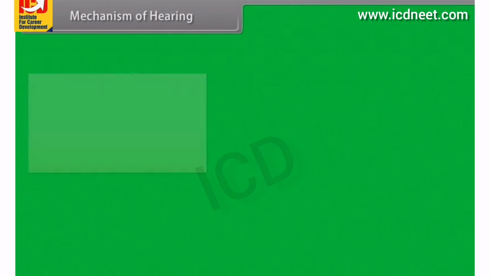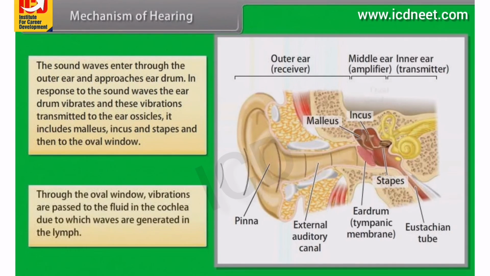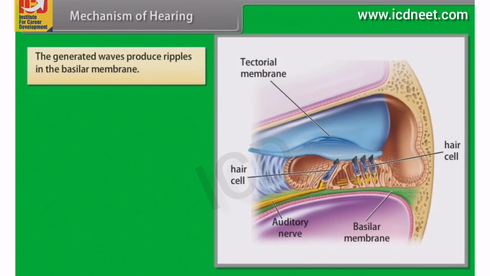Mechanism of hearing. The sound waves enter through the outer ear and approach the eardrum. In response to the sound waves, the eardrum vibrates, and these vibrations are transmitted to the ear ossicles. It includes malleus, incus, and stapes, and then to the oval window. Through the oval window, vibrations are passed to the fluid in the cochlea, due to which waves are generated in the lymph. The generated waves produce ripples in the basilar membrane.